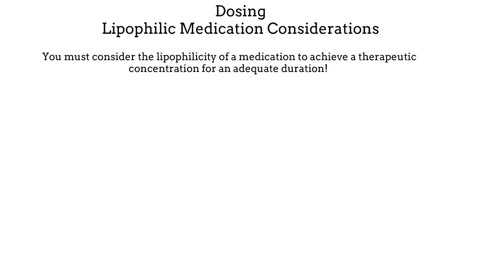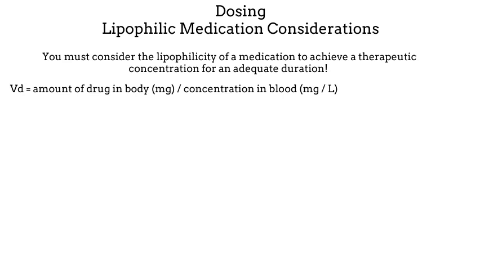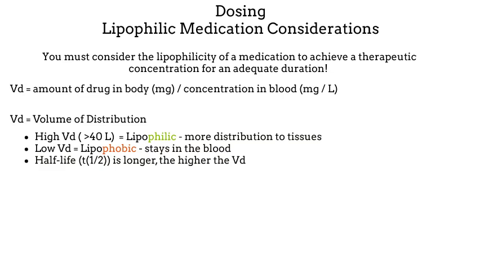You have to consider the lipophilicity of a medication when making dosing decisions to ensure you're reaching a therapeutic concentration for the appropriate duration. To do this, we look at a medication's volume of distribution, or VD. You won't have to calculate this in practice, maybe for an exam. It's the total amount of drug in the body divided by the concentration in the blood. The higher the VD, the more lipophilic a medication is, and will distribute more so to the tissues and organs. The lower the VD, the more lipophobic a medication is and will want to stay in the blood.